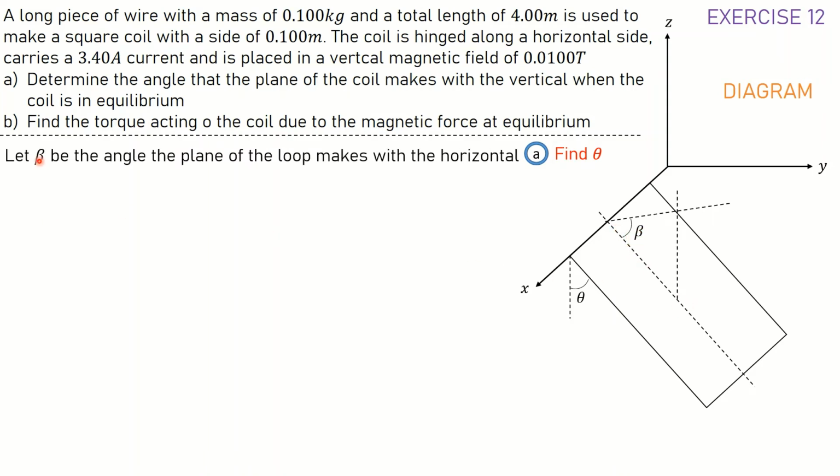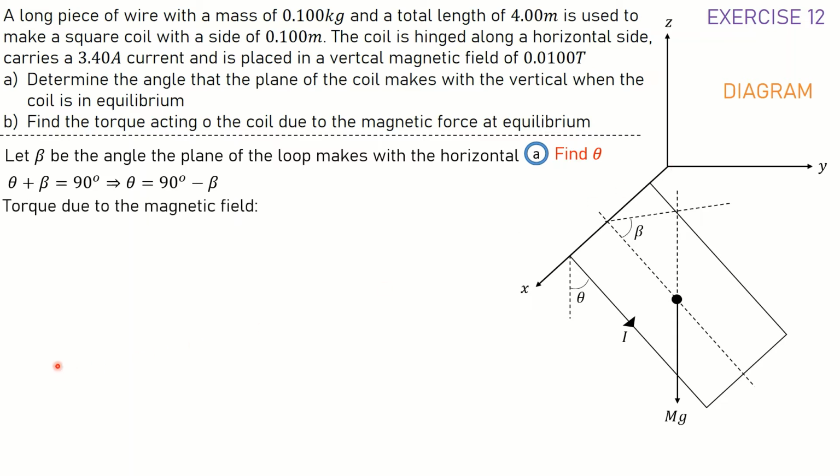Now letting that angle be beta, we simply see that theta plus beta is 90 degrees. It is clear. The current moves in this direction. Here is the center of the square, therefore the weight is going to act vertically downward, so I call it mg. So theta plus beta being equal to 90 degrees, it means theta is 90 degrees minus beta. So our objective now is to find beta.